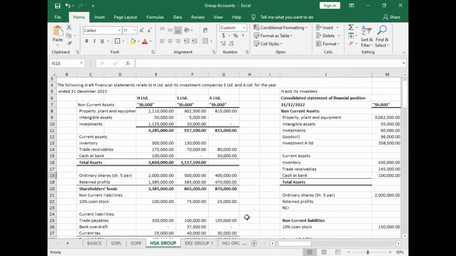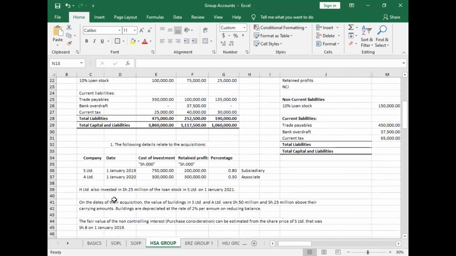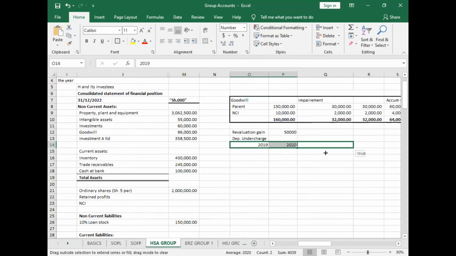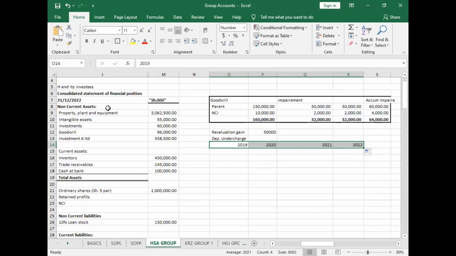So we'll confirm the information on it. It says on the date of acquisition, which is 1st January 2019, the value was 50 million and buildings are depreciated at the rate of 2% per annum on reducing balance. So you can just start the years, 2019, tab, 2020. This one I want as a number with no decimals. Then we are presenting at 2022, so 2021, 2022. You can see we're presenting at 31st December 2022.